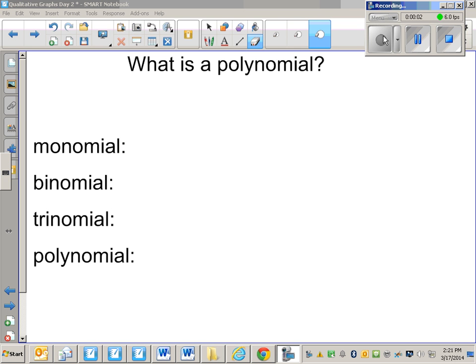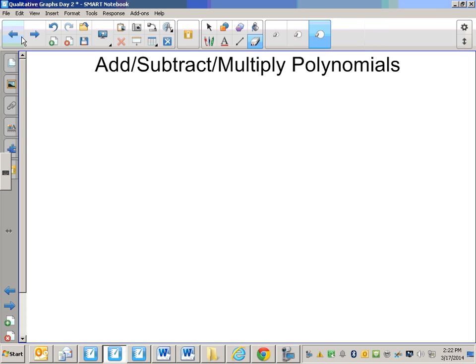Alright, ladies and gentlemen, this video is to help you or to teach you how to add, subtract, multiply polynomials. So at the end of this video, you should have a very good understanding of how to do that. You should also follow the directions in the video. If you're asked to pause and do a problem, you should do so and then check your work. So adding, subtracting, multiplying polynomials.